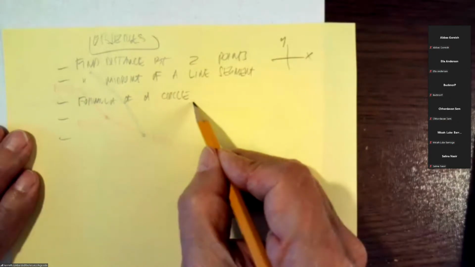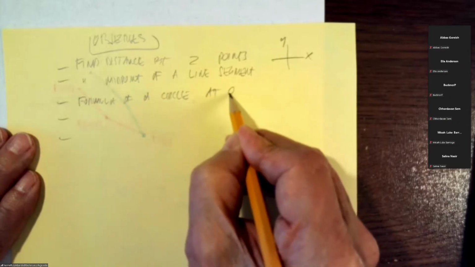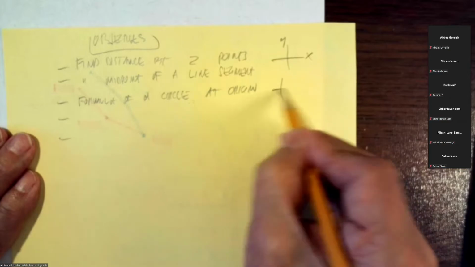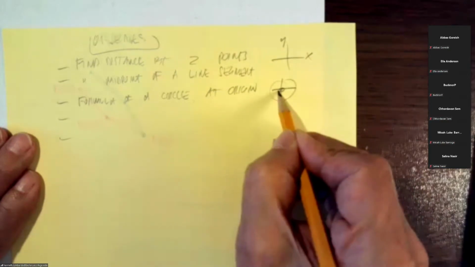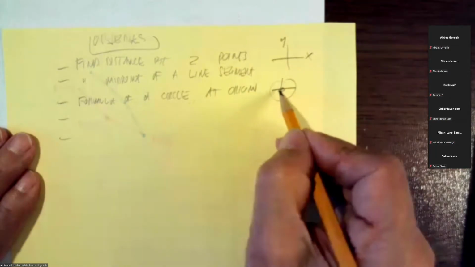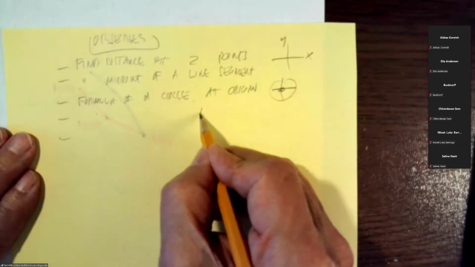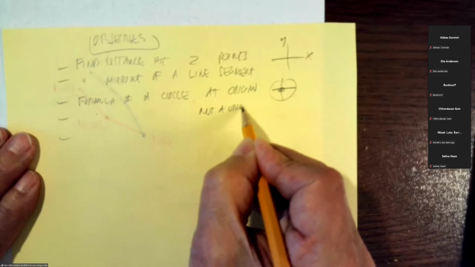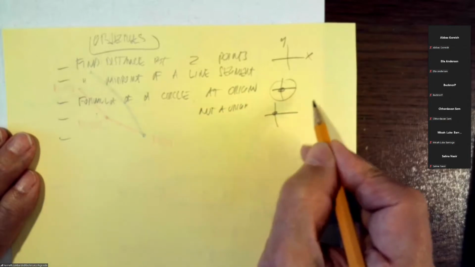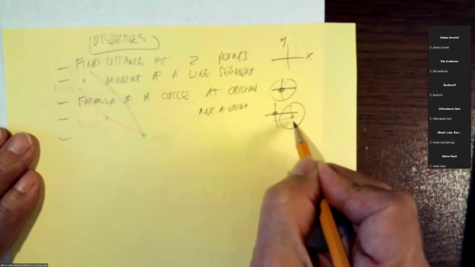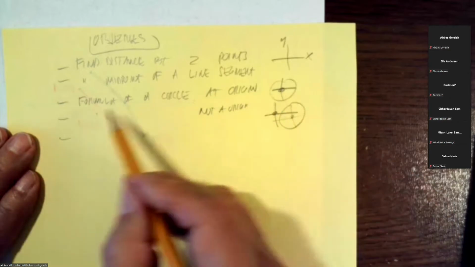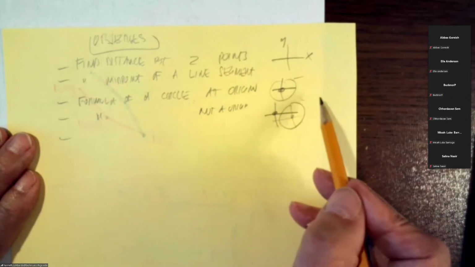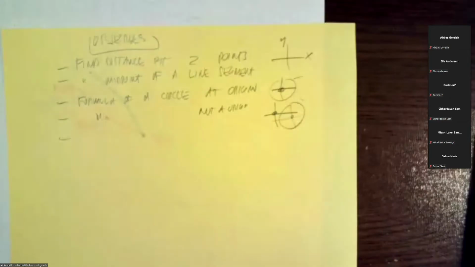Now we might want to have the equation of a circle at the origin. So if here's the origin, we have some circle centered at the origin, and we might have a circle that's not at the origin. Here's the origin here, we might have some circle down here somewhere that's not at the origin. We want to be able to find the equation of the formula for both of those. Okay, so those are the kinds of problems we want to go through in this section.